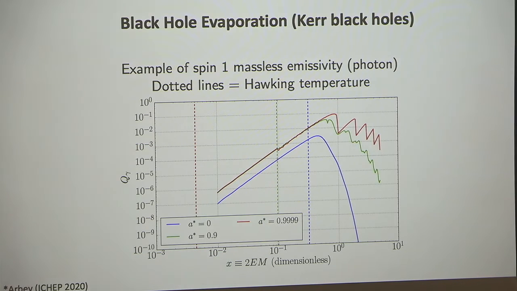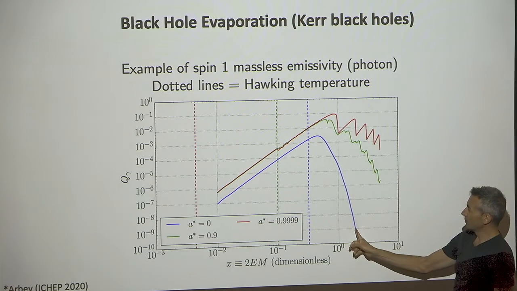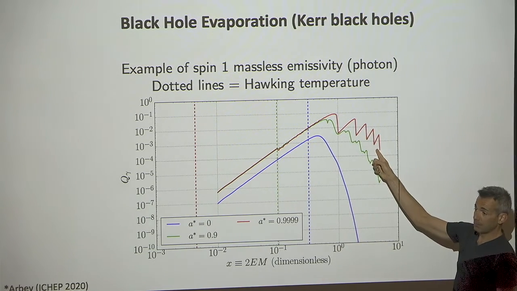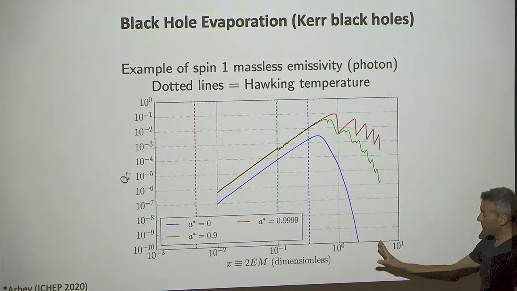So why is this relevant? Again, this is relevant because I truly hope that we will find a way to detect Hawking radiation. And if we do, things look completely different for a Schwarzschild black hole versus a close to extremal spinning black hole. Okay, so let me tell you what this is.